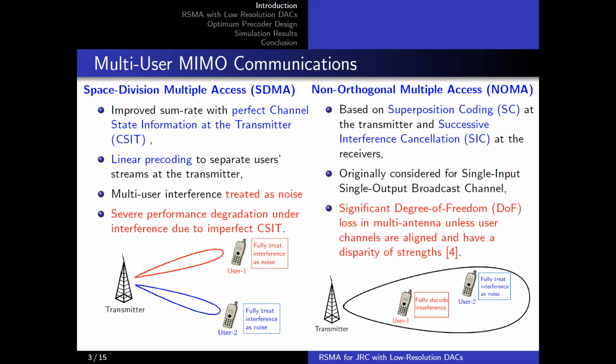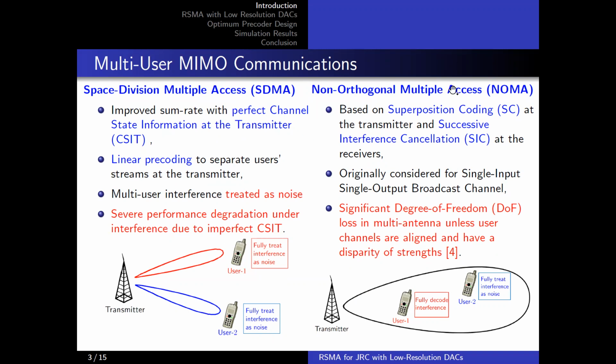Multi-user MIMO is a key technology for current and emerging wireless communication standards, such as 5G New Radio, to meet the demand for increasing data rate and accessibility. The most common form of multi-user MIMO is space division multiple access, SDMA, which achieves an improved sum rate with perfect channel state information at the transmitter. SDMA relies on linear precoding to separate user streams at the transmitter and treats multi-user interference as noise at the receivers. However, it suffers from a severe performance degradation under interference due to imperfect CSIT.